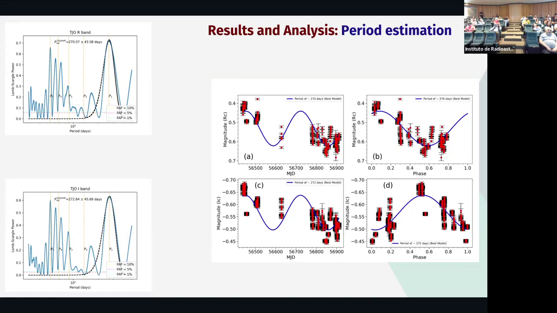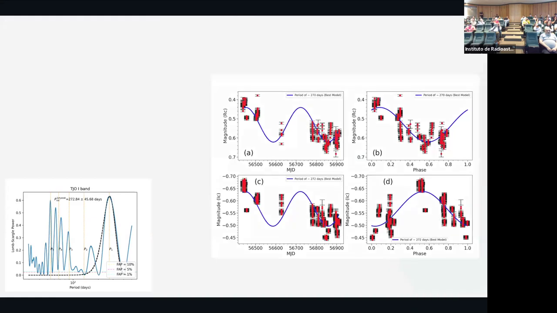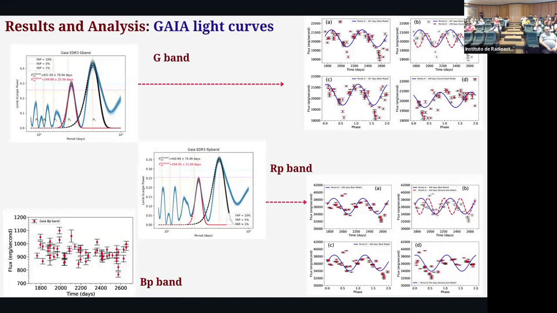Similarly, we also analyzed the light curve in the Gaia bands, because the source is also observed by Gaia. Here I have shown the same power spectrum of the source in the Gaia G band. You can see two periods here. The highest peak lies around 457 days, and the second peak lies around 249 days. Similarly, for the RP band, the highest peak is around 440 days, and the second best peak is around 244 days.